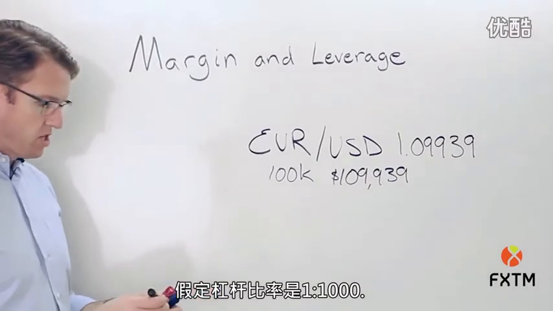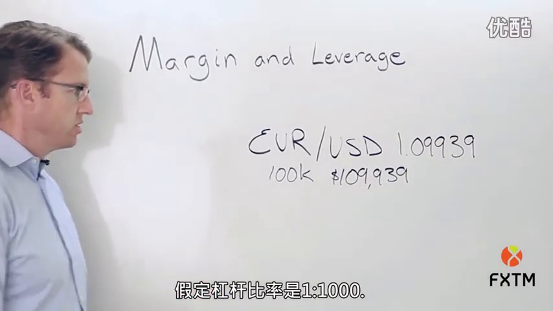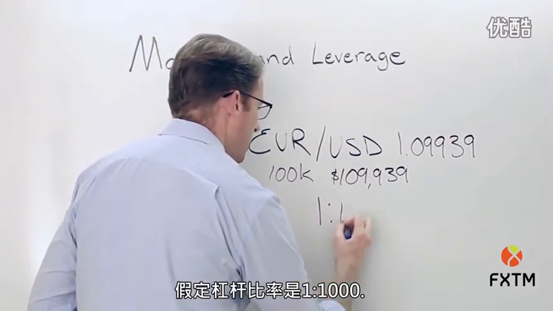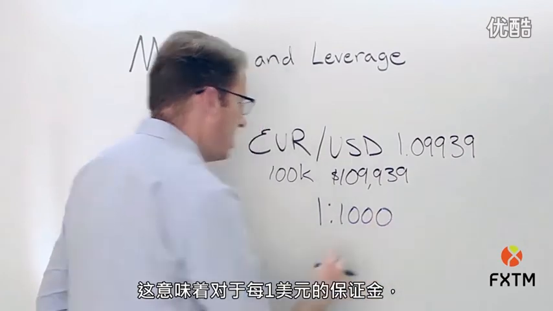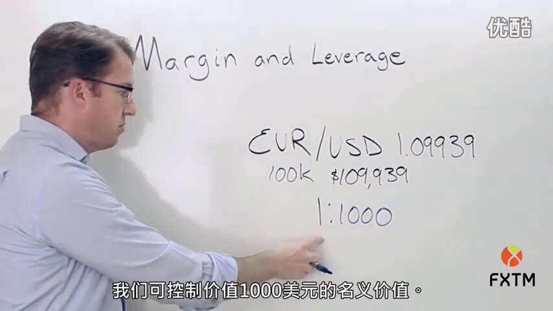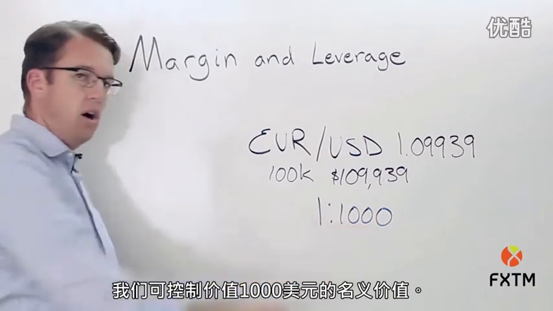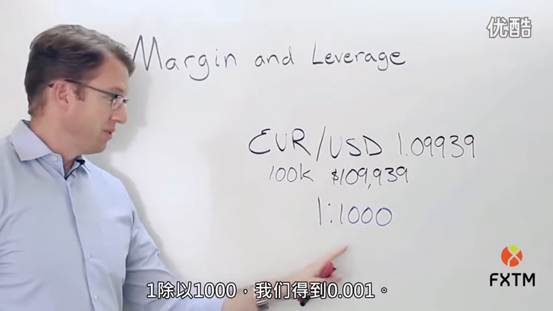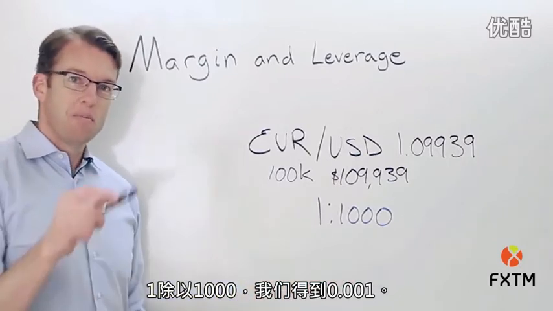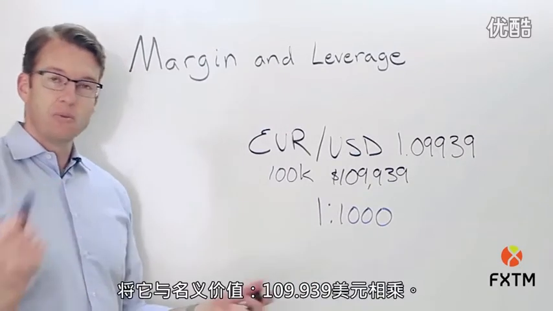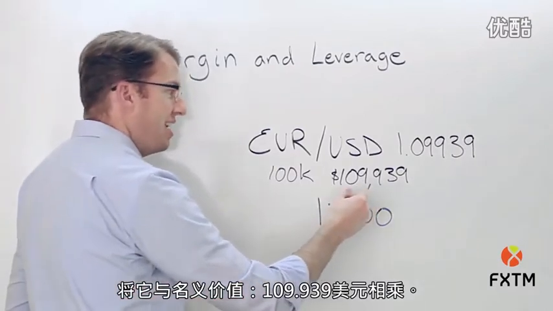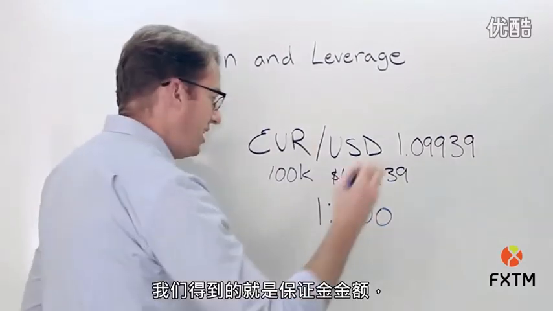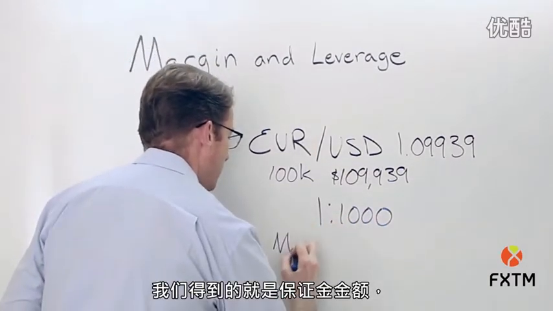Now, if our leverage ratio is, let's say, 1 to 1,000, that means that for each dollar of margin, we're controlling $1,000 worth of notional value. So if we take 1 and divide it by 1,000, we get 0.001. We can take that and multiply it by the notional value, 109,939, and what we're going to get is a margin amount.